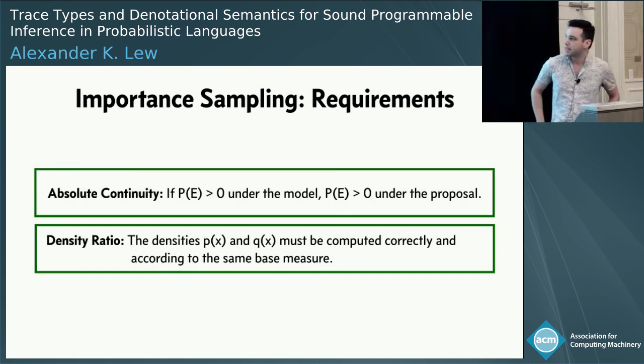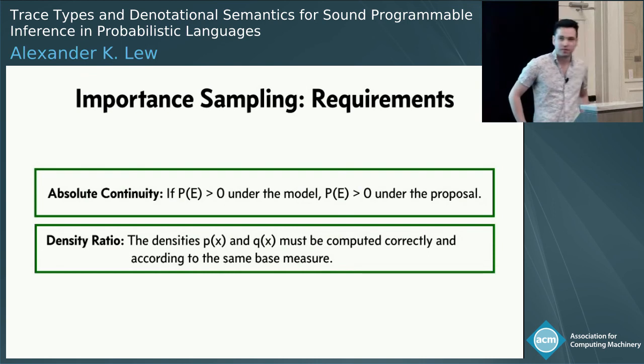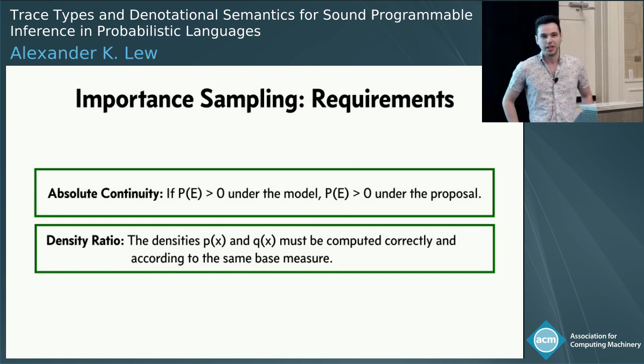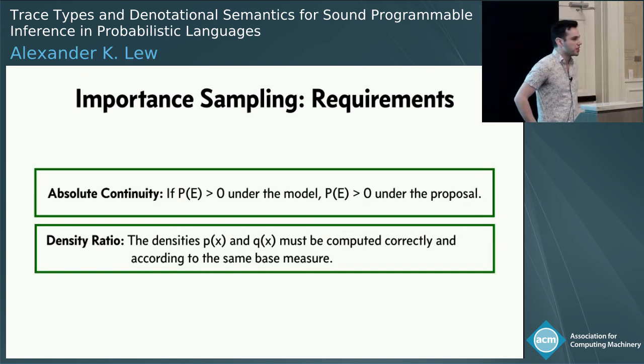Well, one of them is absolute continuity, which is a fancy way of saying that if there's some event that occurs with some positive probability under the model, it better occur with some positive probability under the proposal too, right? So this is a pretty intuitive requirement, which is saying that if the distribution from which you're generating your guesses is missing out on a whole region of the answer space, then no matter how long you run your inference algorithm, you're never going to cover that region of the answer space. And so this can't possibly converge to the right answer, right?